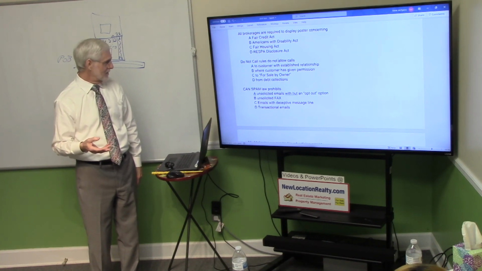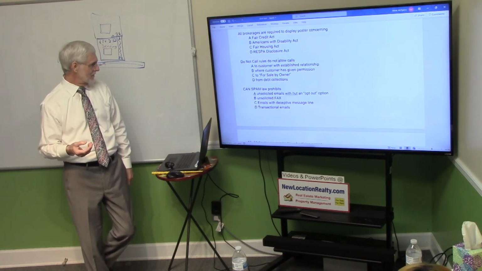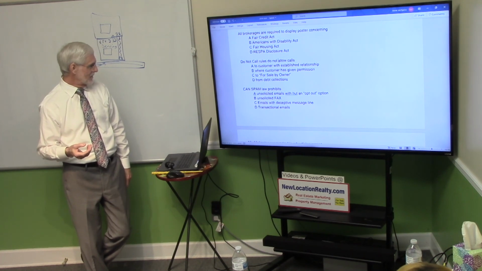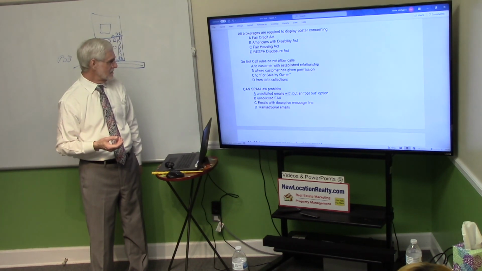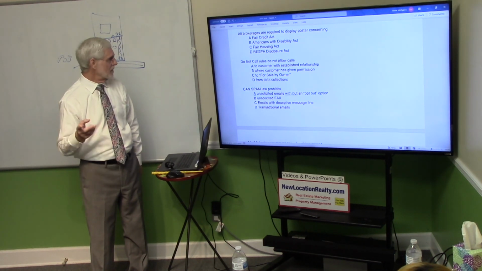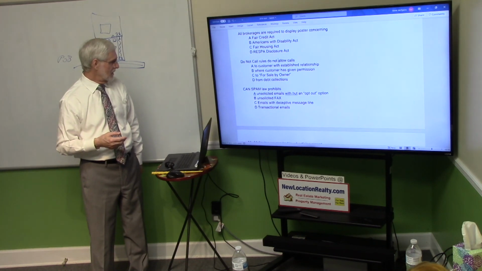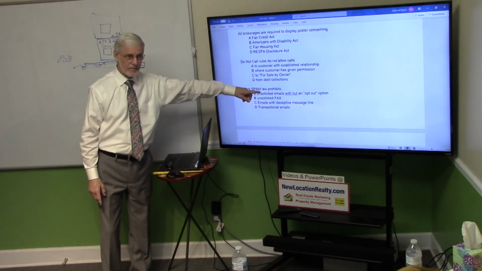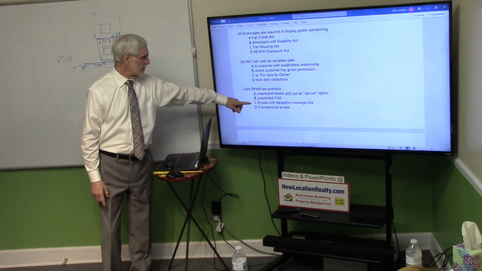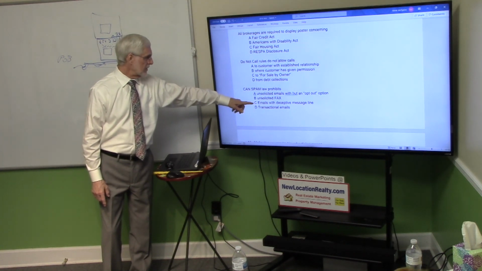They prohibit unsolicited email without an opt-out option. Yeah, it prohibits that. And unsolicited faxes would have to have this opt-out on them as well. Emails with deceptive content, you can't do that. Transactional emails you can do.